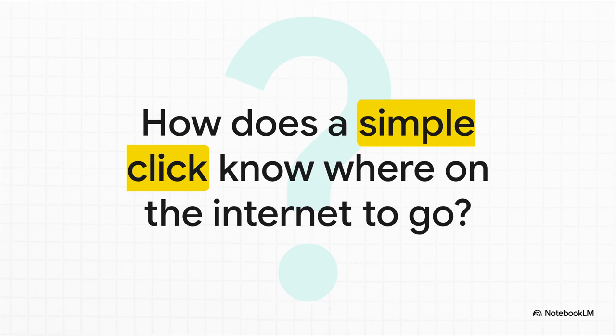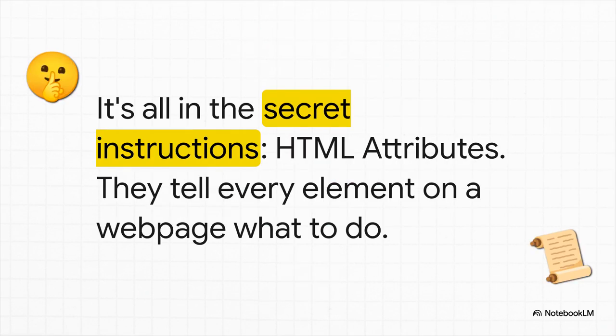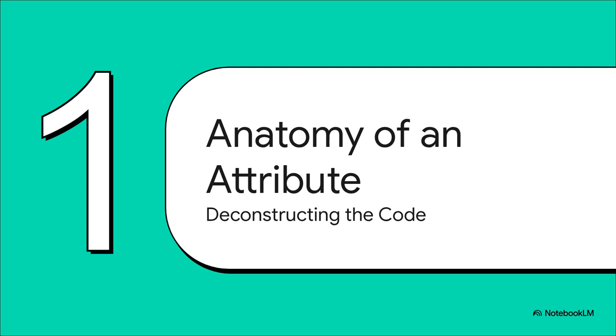Well, it's not magic, but it's pretty darn close. The answer, the secret sauce, is something called HTML attributes. These are the little instructions embedded right there in the code, telling every single thing on a web page, from an image to a link, not just what it is, but what it's supposed to do. So what do these so-called secret instructions actually look like? To figure that out, we've got to zoom in and deconstruct the code itself.